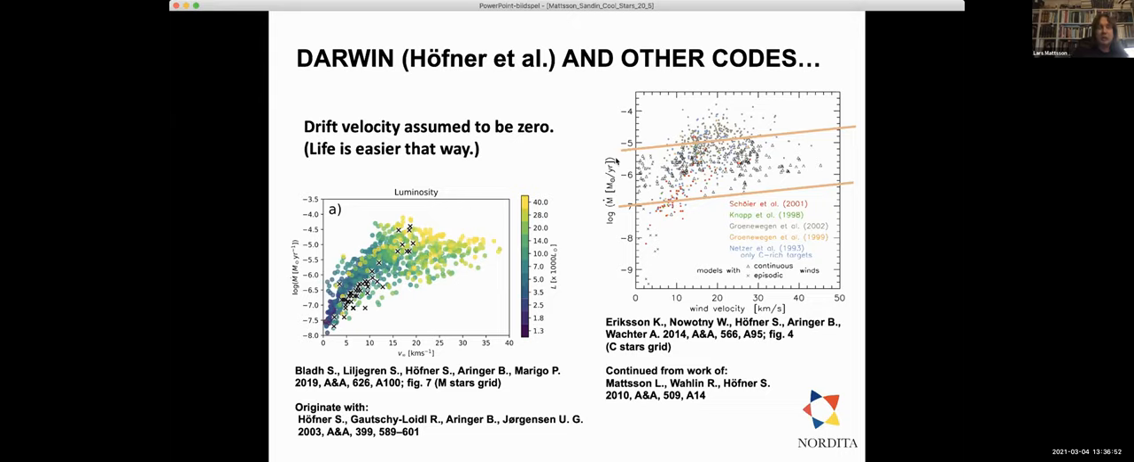And besides, there is generally a good agreement between observed mass loss rates and wind speeds and what these non-drift models actually produce. So from that point of view, it may seem that you don't need drift, but I'm going to argue that you actually do, for various reasons.